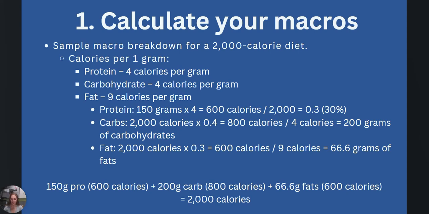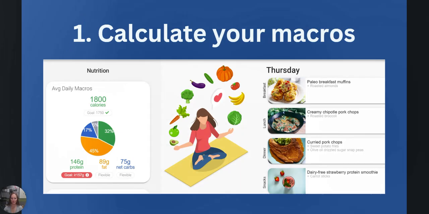Okay, and then let's just double check our math. 150 grams of protein, 600 calories, plus 200 grams of carbs, which is 800 calories, plus 66.6 grams of fat, 600 calories, equals 2,000 calories. All right, so always double check your math. Okay, but we want to make this easy, right? So you can calculate that all out and get granular with it.